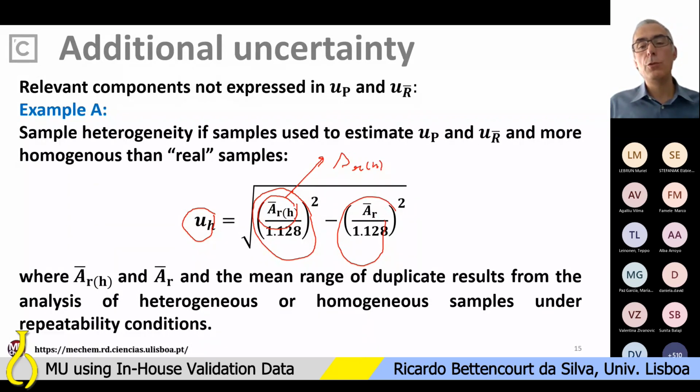If you do duplicates for the analysis of homogeneous samples, and you have the mean range of duplicates of homogeneous samples, divide by 1.128, and you get the repeatability standard deviation of these homogeneous samples. If you subtract both, you will get only the component due to heterogeneity as an additional uncertainty component.